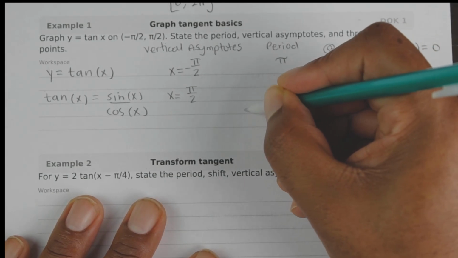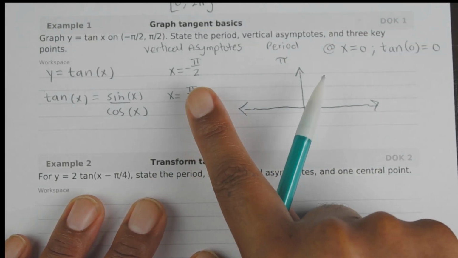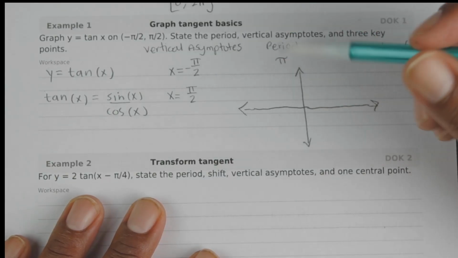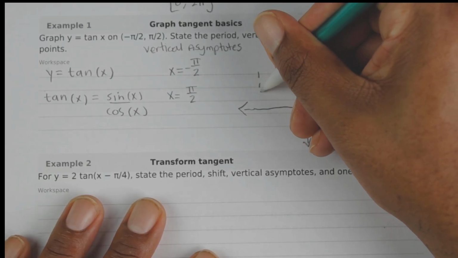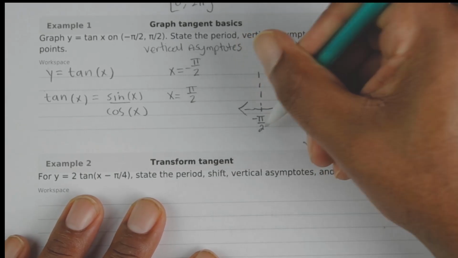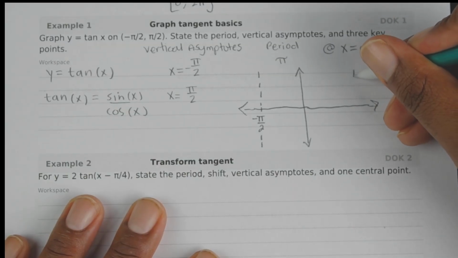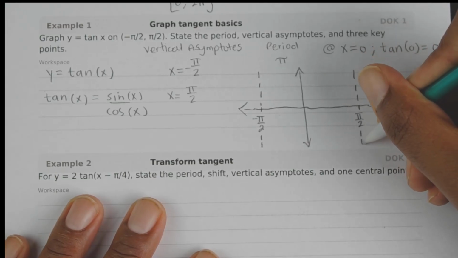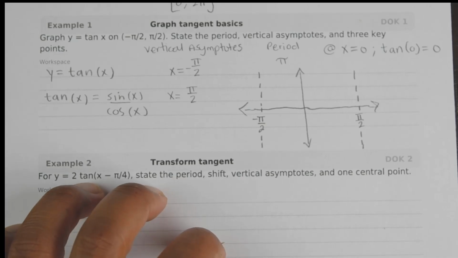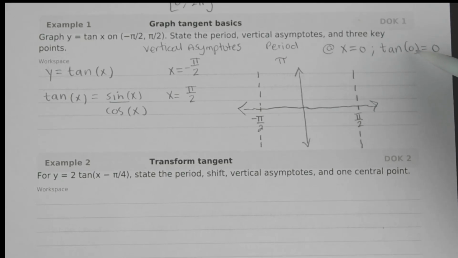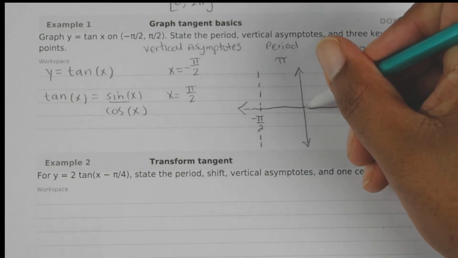Okay. So we already established, first of all, that we do have vertical asymptotes. The vertical asymptote would be negative pi over 2. So that would be negative pi over 2 here. And then that would be pi over 2 there. Okay. So those are our vertical asymptotes. And then we already established that if x is 0, if we substitute 0 into tan, we would get 0, 0.